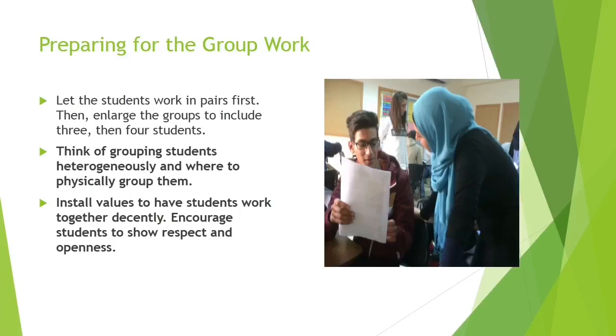First of all, let the students work in pairs and then enlarge the groups to include the 3 to 4 students. Second, think of grouping students heterogeneously and where to physically group them. And before everything done, install values to have students work together decently. Encourage them to show respect and openness to each other.